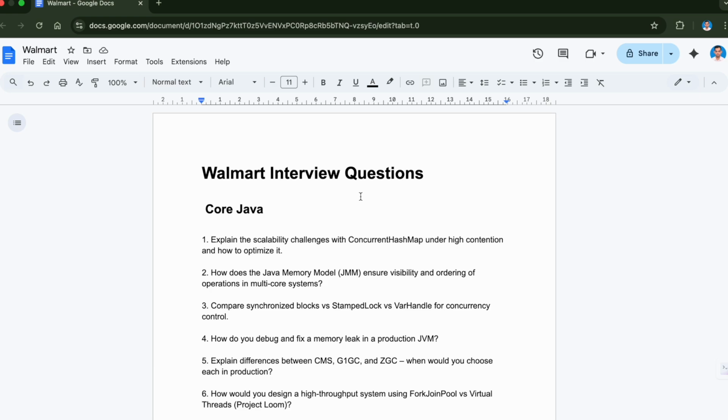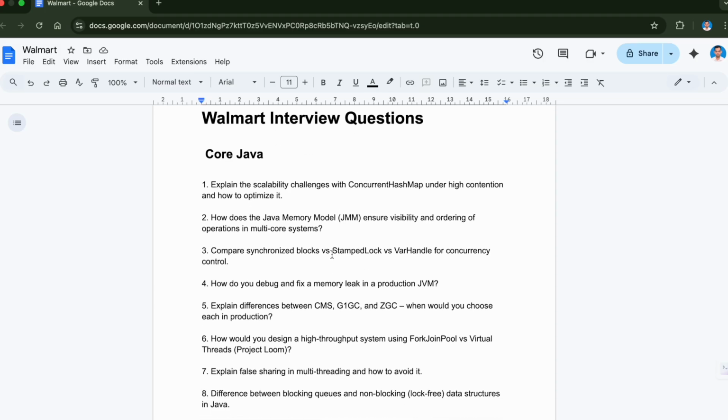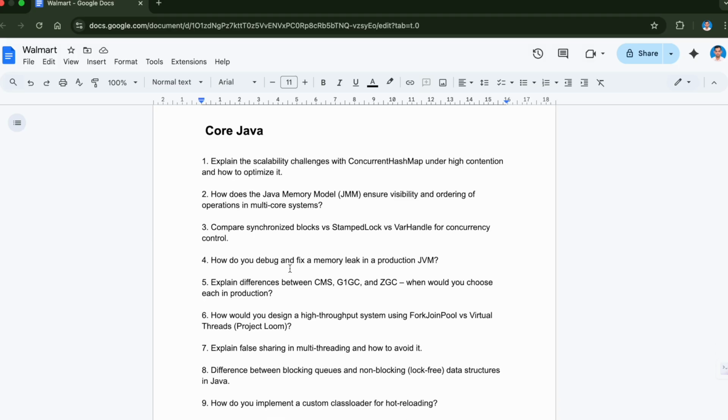So the first question which was asked was, explain the scalability challenges with ConcurrentHashMap under high contention and how to optimize it. Next question is, how does the Java memory model ensure visibility and ordering of operations in a multi-core system? Question number third is, compare synchronized block versus StampedLock versus VarHandle for concurrency control.